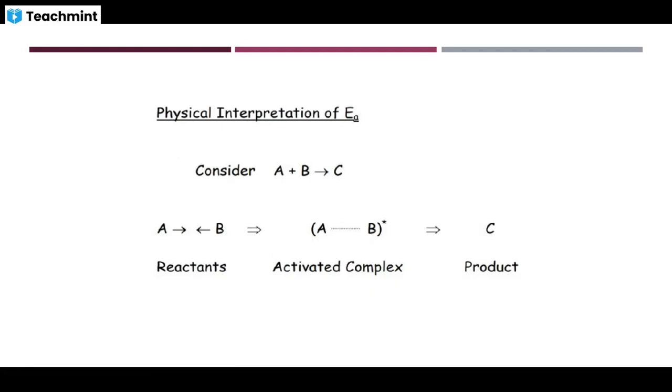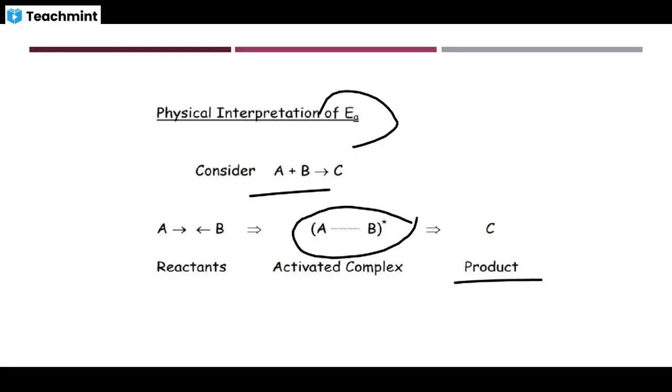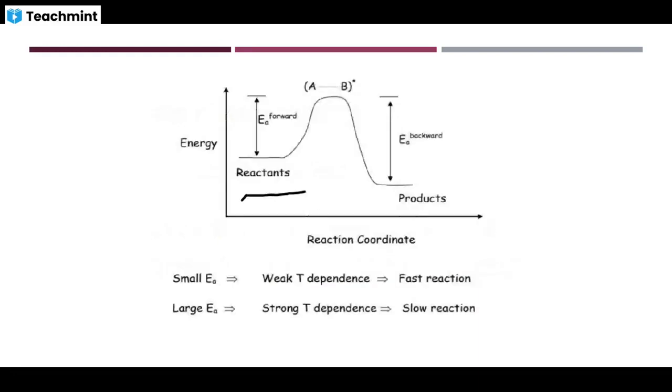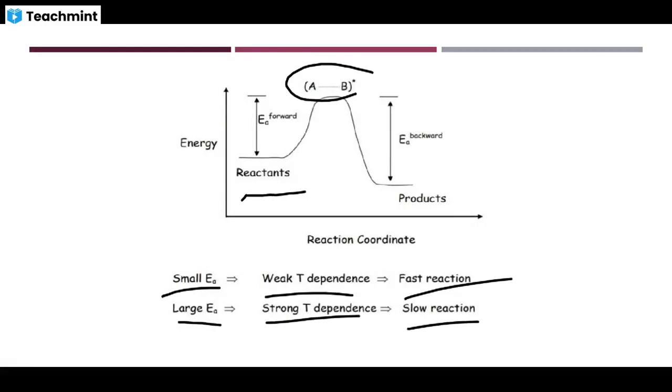Physical interpretation of activation energy. If you take A plus B forming C, the A and B collide to form an activated complex A star and give the product. So this is the reactant, this is the complex, this is the product, and this is the activation energy needed to form the complex. A small Ea means weak temperature dependence, fast reaction. Large Ea means strong temperature dependence, slow reaction.